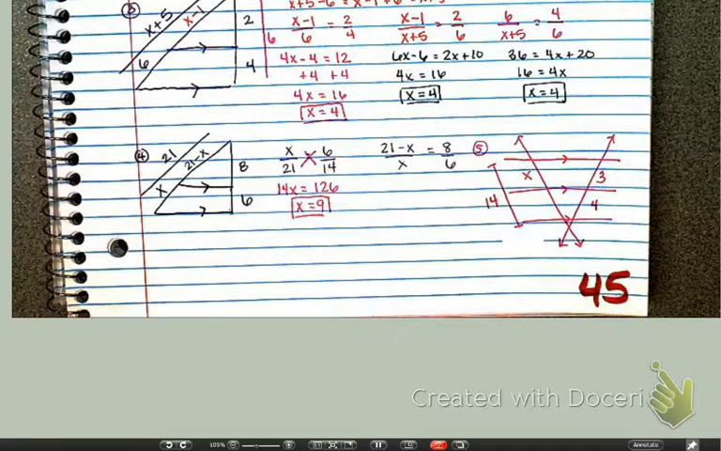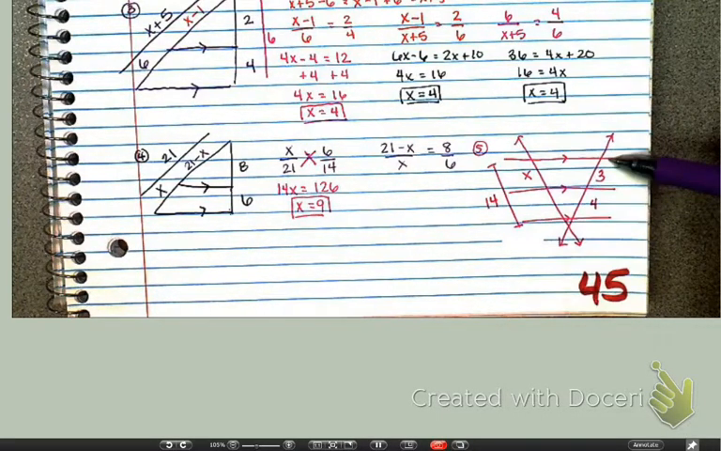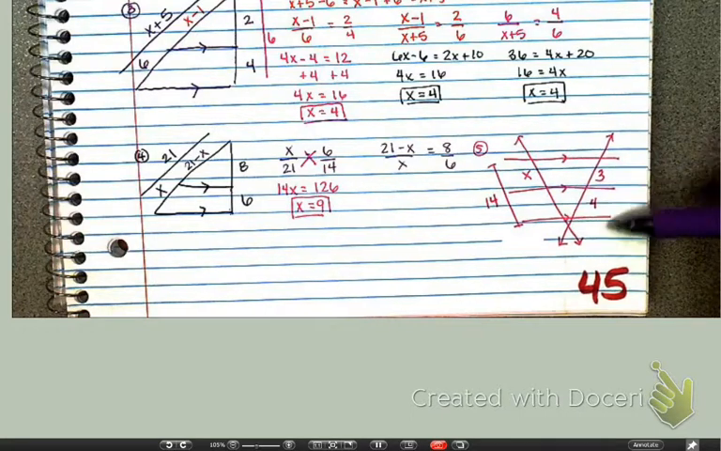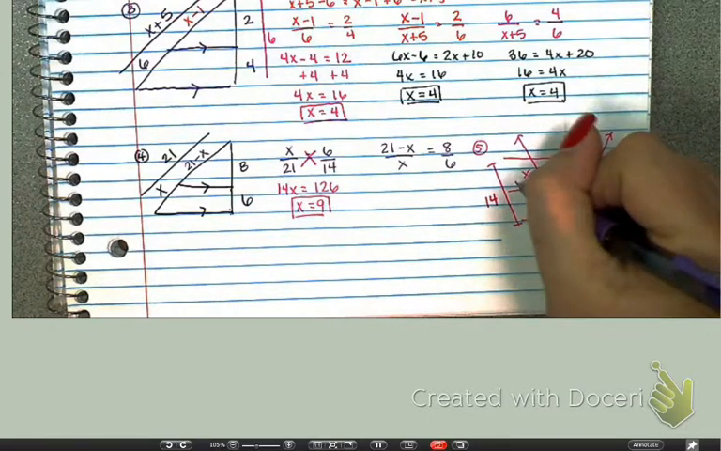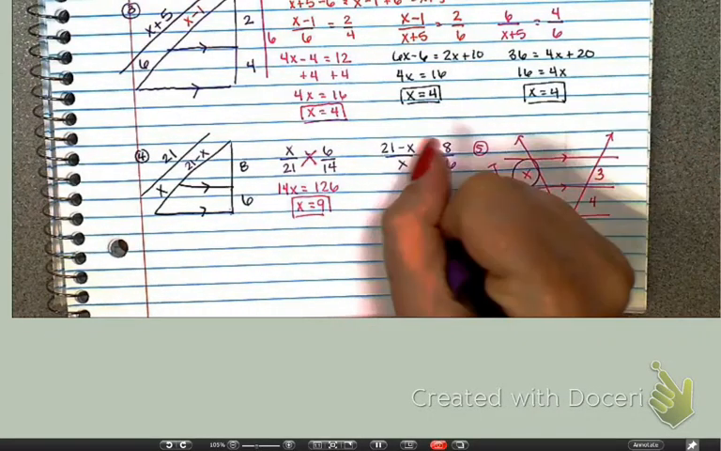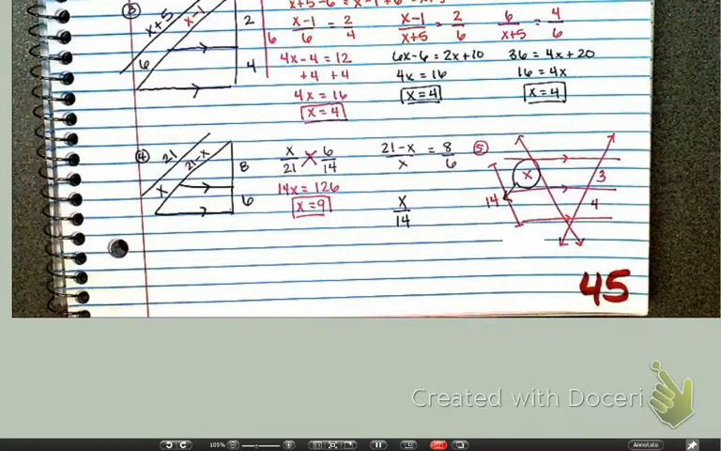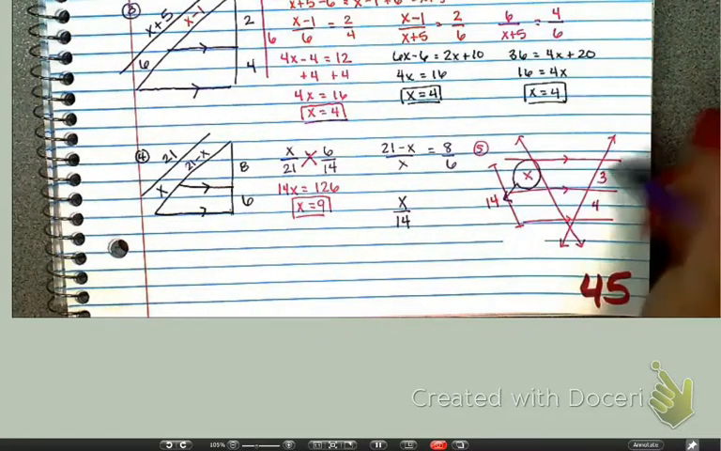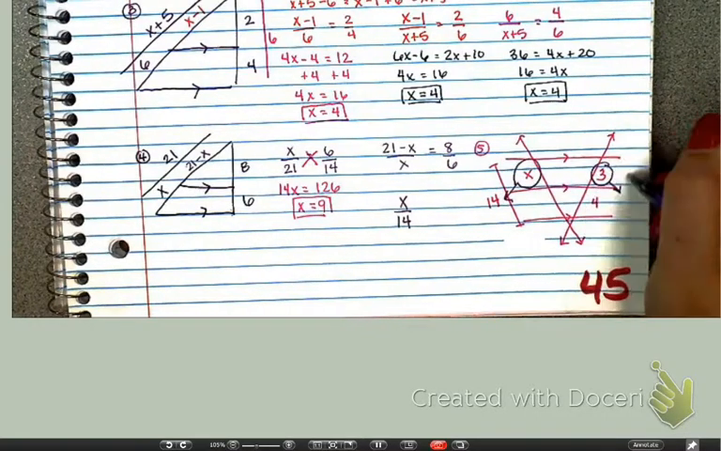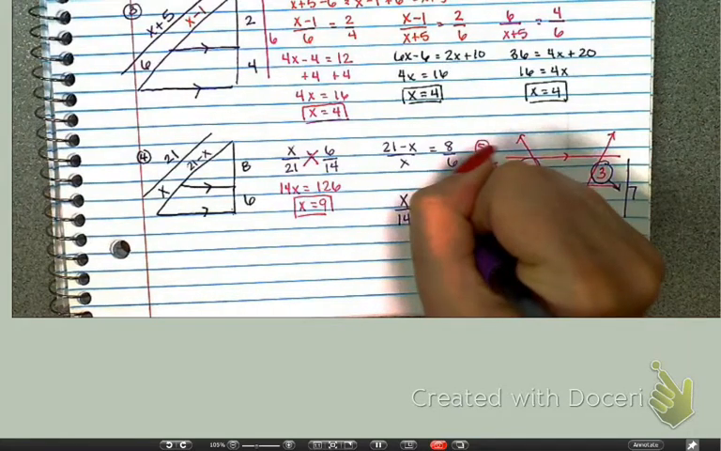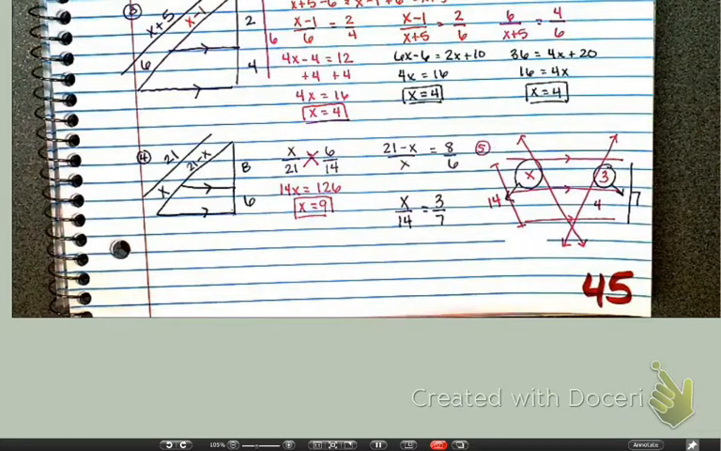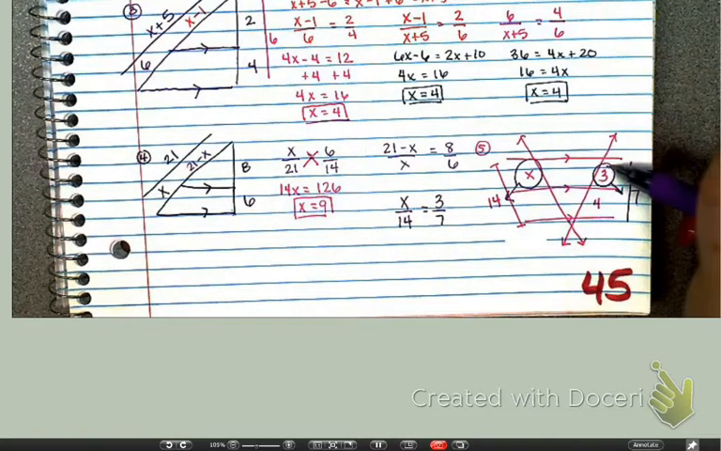Okay, one thing that we really need to look for is that these lines here are parallel. Because those lines are parallel, the pieces are proportional. Okay? So what can I compare? So I can do x over 14. And then I have to compare the same piece on this side. So 3 over what? 7. Okay, so I did x over 14 and 3 over 7.